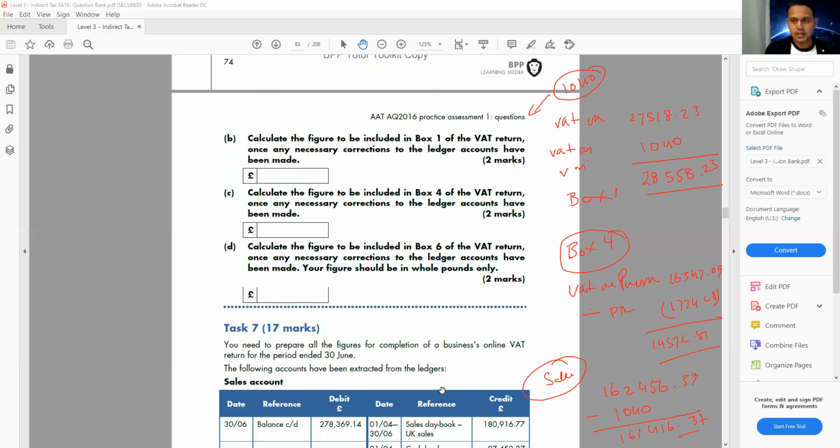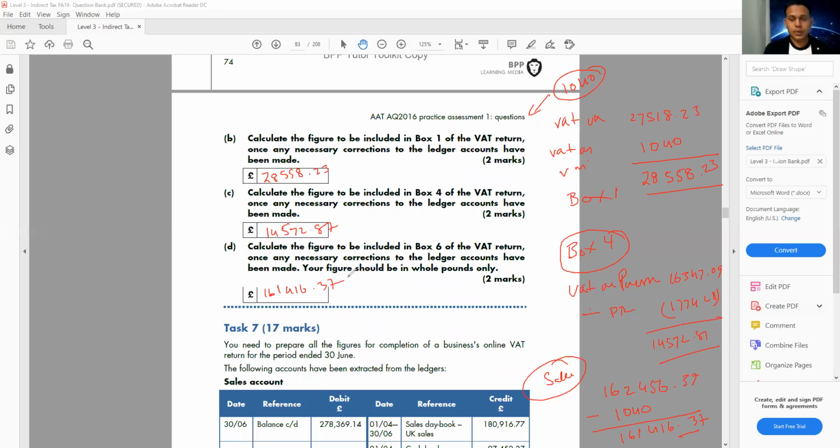B is box 1. That is 28,558.23. Number C, we have box 4, 14,572.81. And finally, box 6, that is 161,416. That's it for this question.